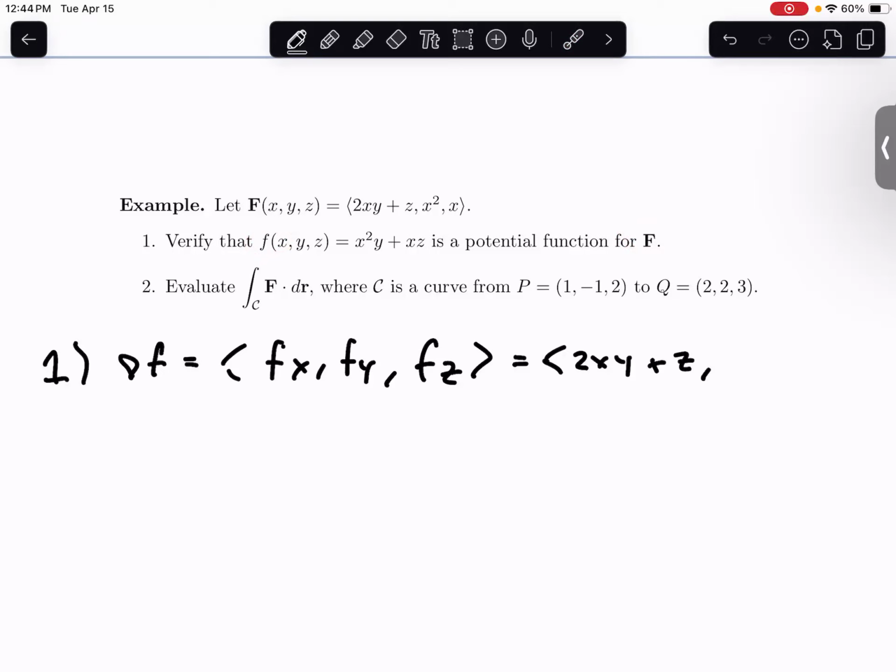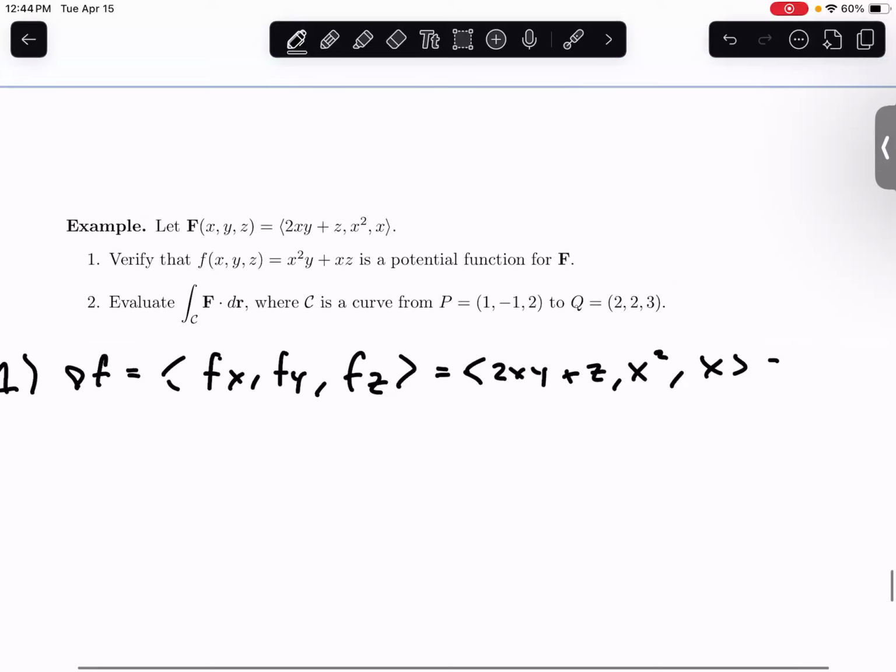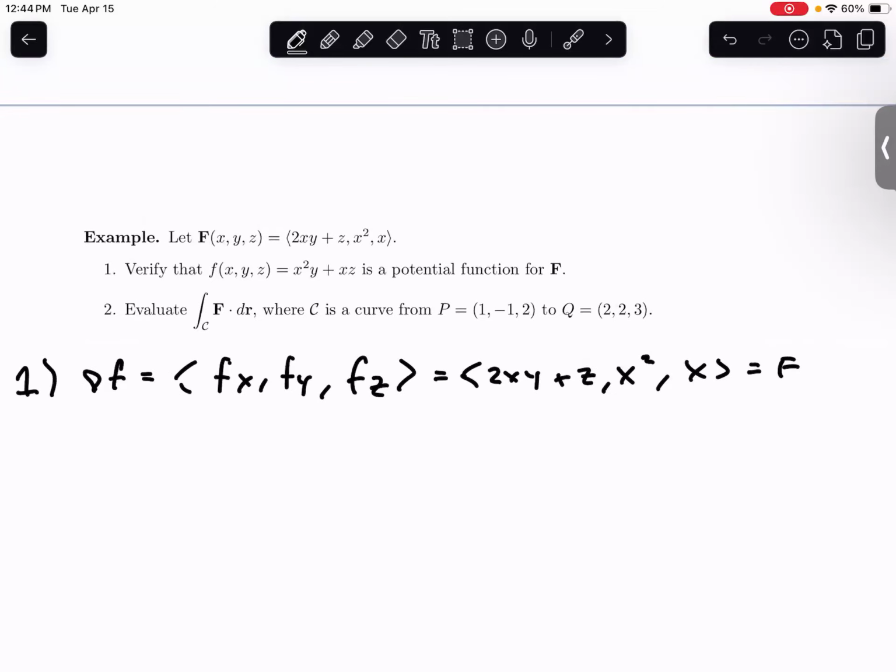The partial derivative with respect to y will just give you x squared. The partial derivative with respect to z will just give you x. And this is equal to big F, right? So voila, there it is. The gradient of f ends up being equal to big F. So that means big F is going to be a conservative vector field.